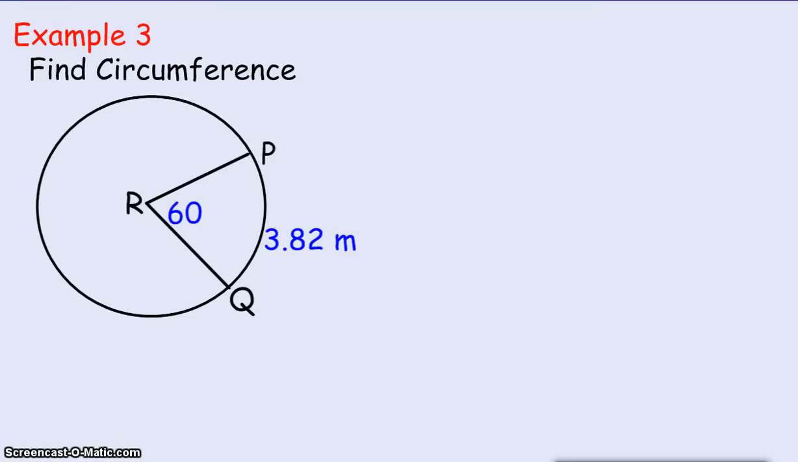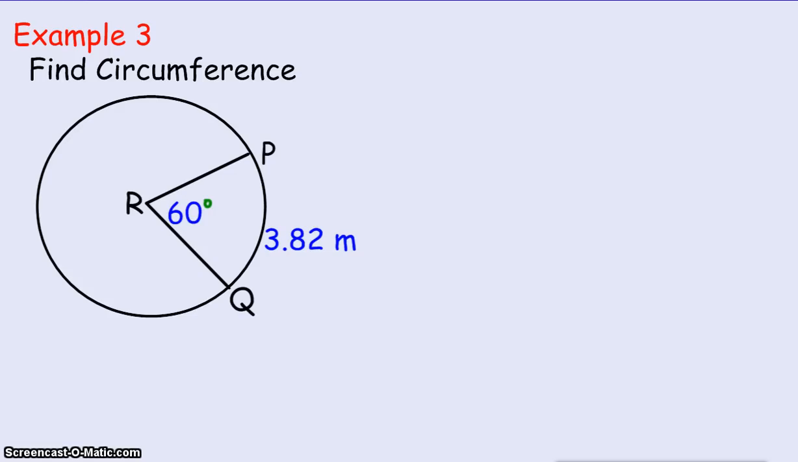Now in the past we have learned how to go from circumference to radius. So in the practice problems I had you do in the very beginning, I gave you the circumference of 35 and asked you to find the radius. Now in this case, I'm giving you the arc length, which is 3.82 meters. I'm giving you the arc's angle of 60 degrees, and I'm asking you to find the circumference.